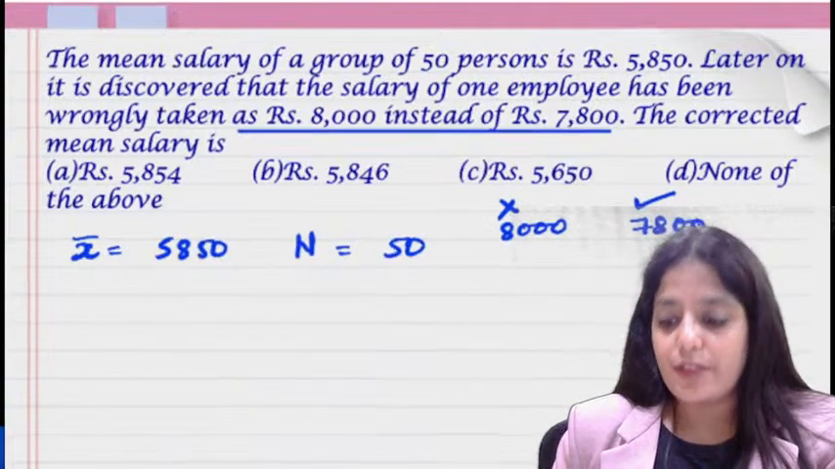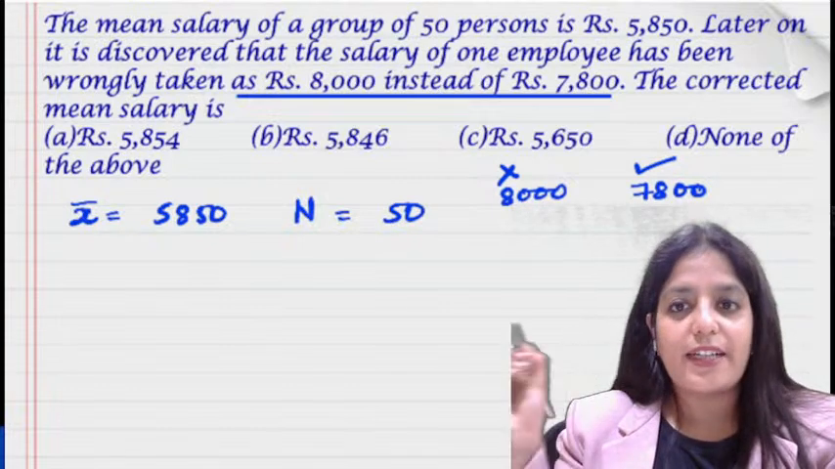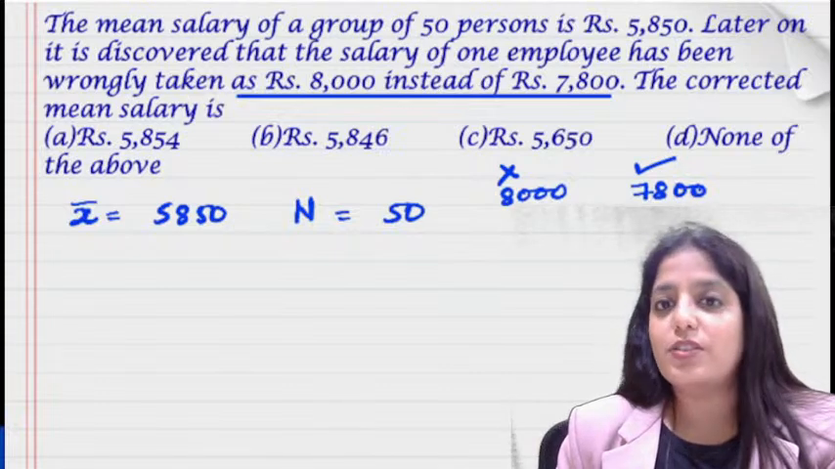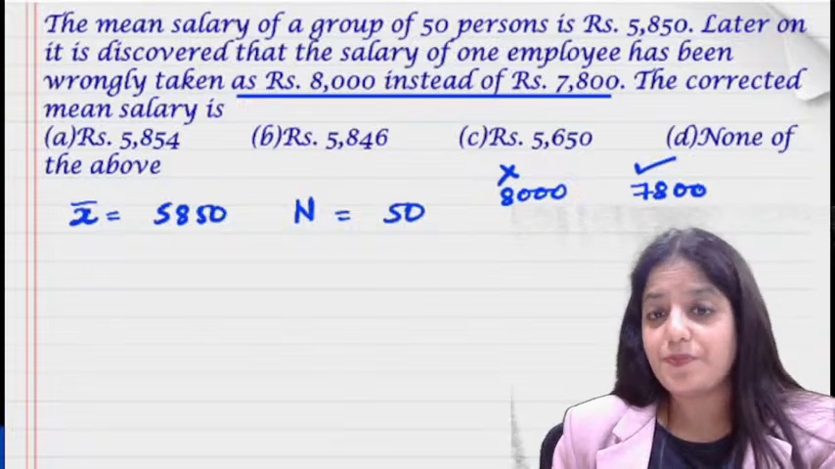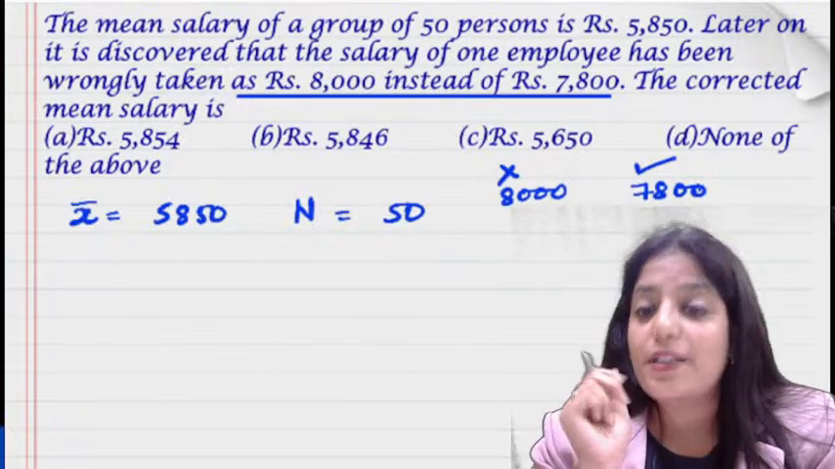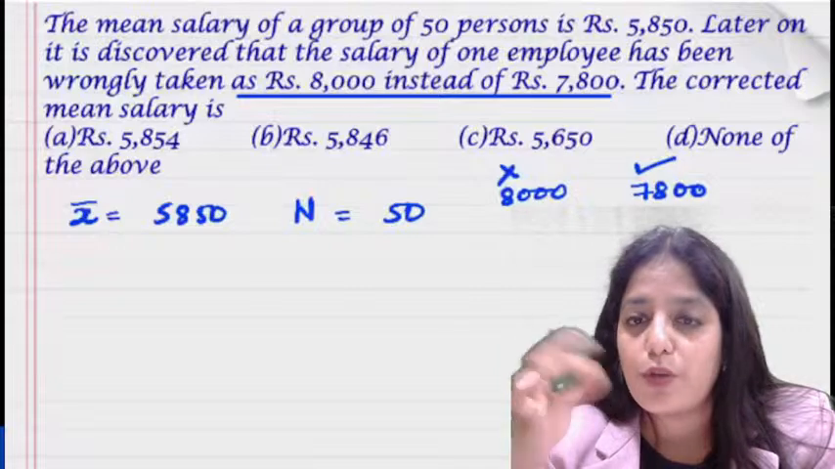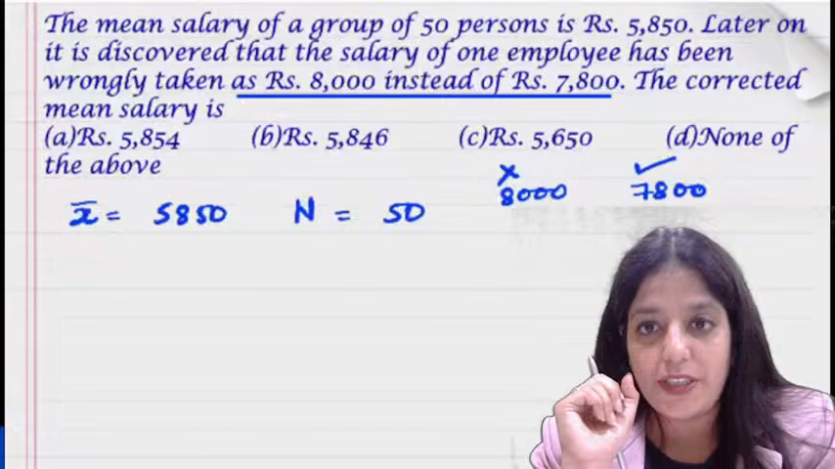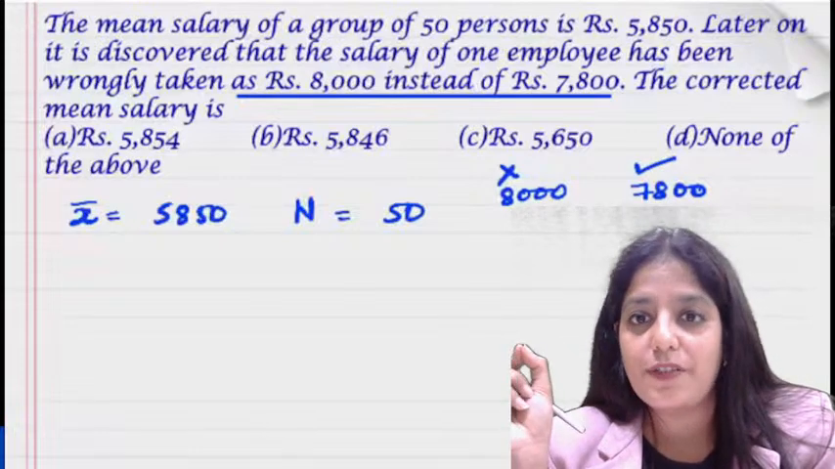Whenever you face such questions, make a habit of writing the correct and the wrong one. The wrong figure was 8,000, we have to take 7,800. Now they are asking you to find the correct mean salary. Since we have taken a wrong observation, we would have got a wrong sum of the observations, and thereafter calculated a wrong mean. So first we need to find the wrong sum of the observations.